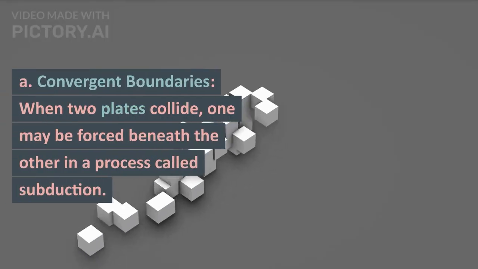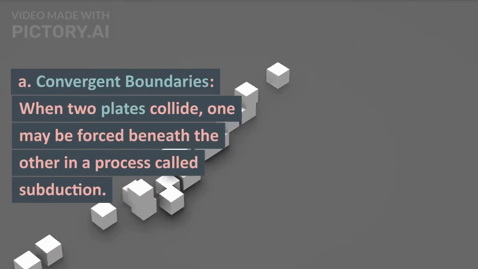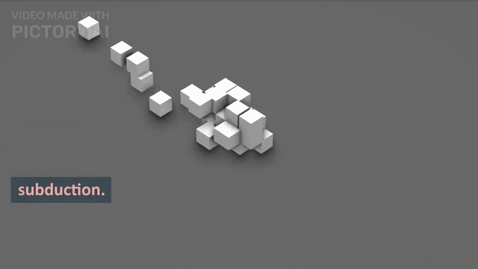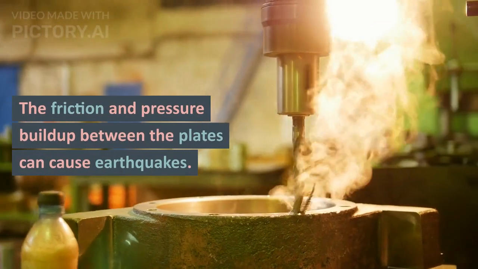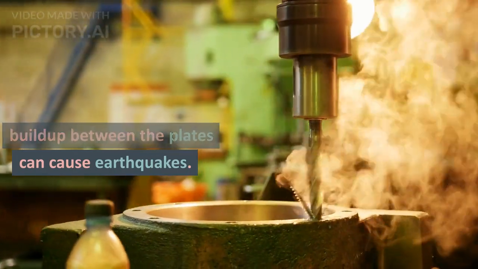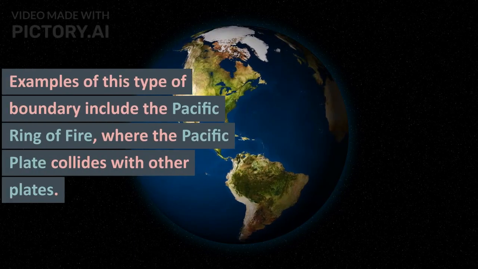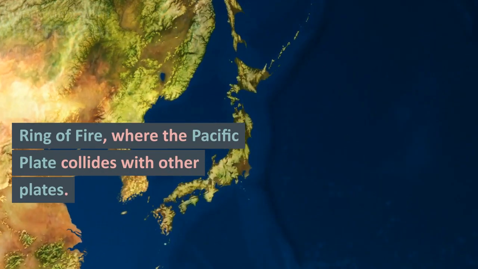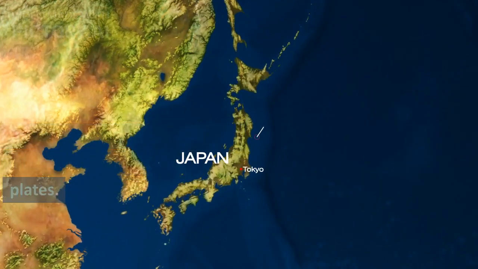A. Convergent boundaries. When two plates collide, one may be forced beneath the other in a process called subduction. The friction and pressure buildup between the plates can cause earthquakes. Examples of this type of boundary include the Pacific Ring of Fire, where the Pacific Plate collides with other plates.